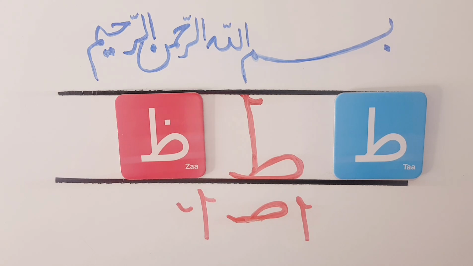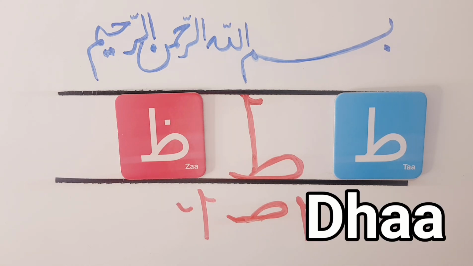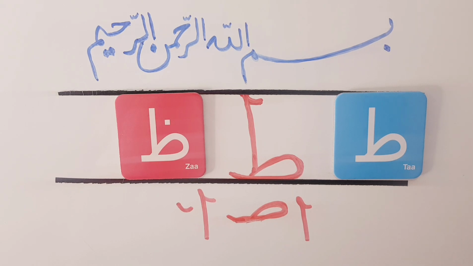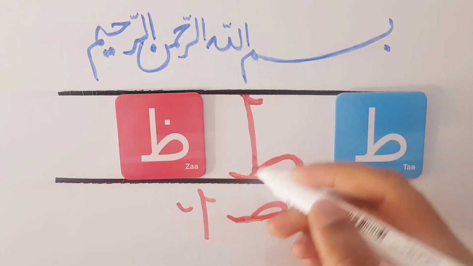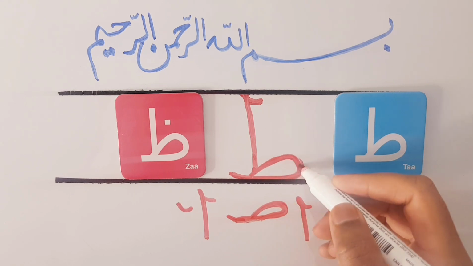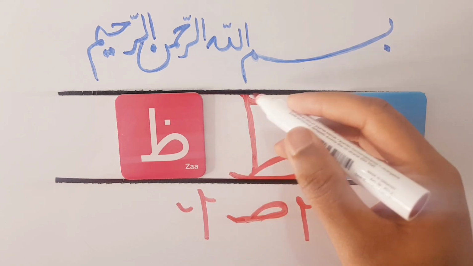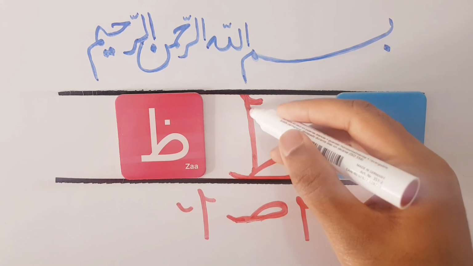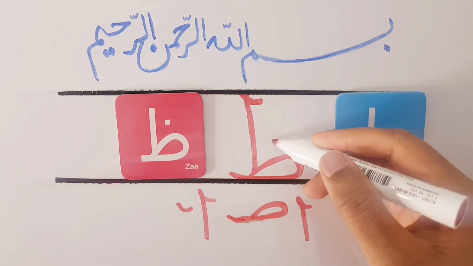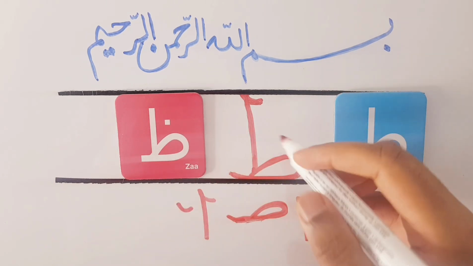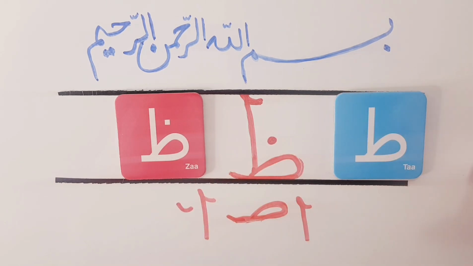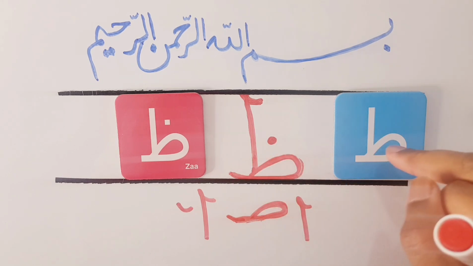Let's say it 5 times. Repeat after me. Dha, dha, dha, dha, dha. In terms of writing, it's exactly the same as ta. 3 steps. Step number 1. Step number 2. And then step number 3. But the difference between ta and dha is the addition of the dot. We add the dot, it's dha. We take the dot off, it's ta.